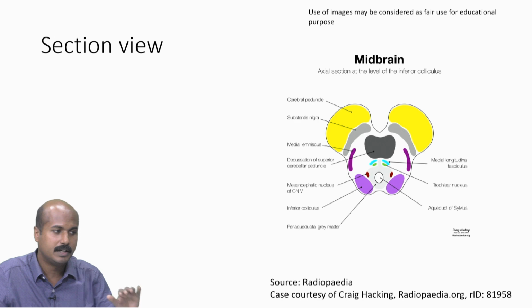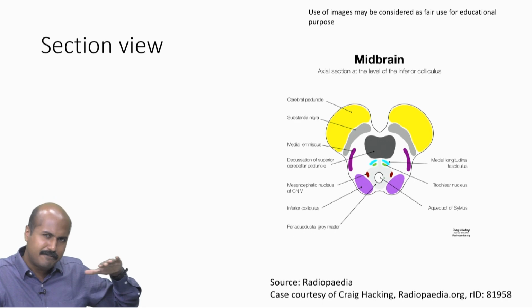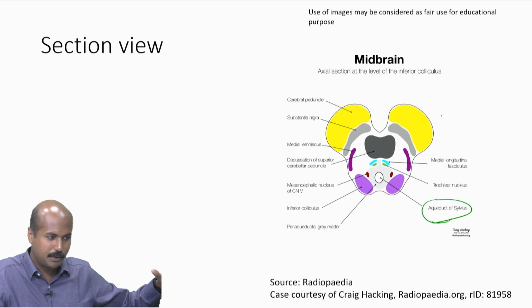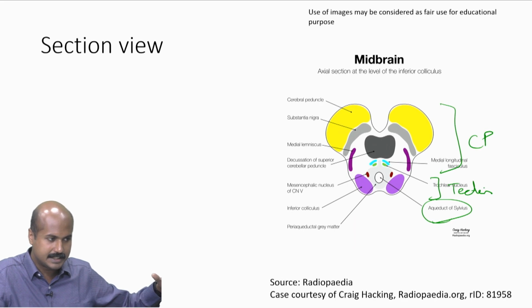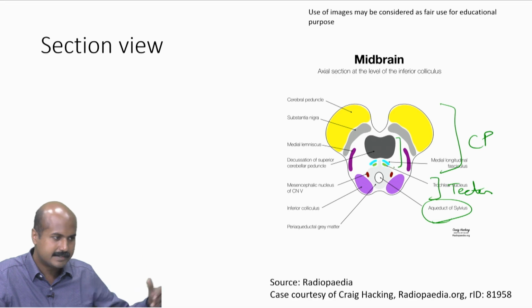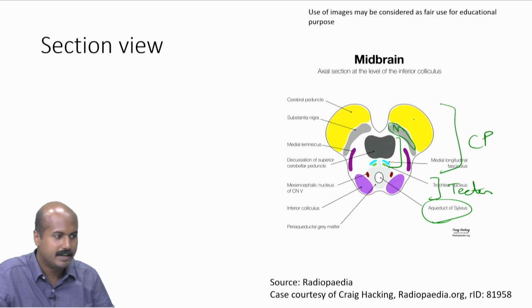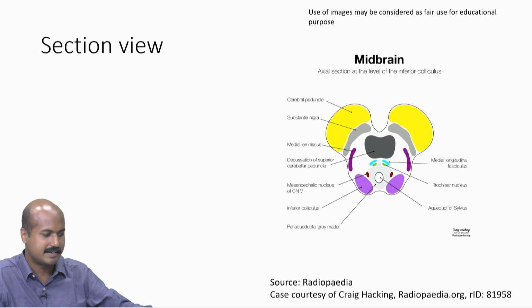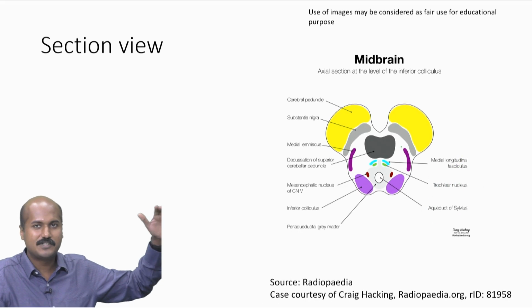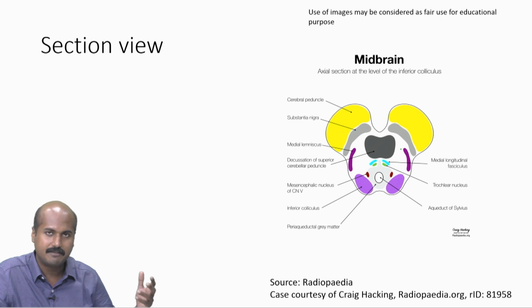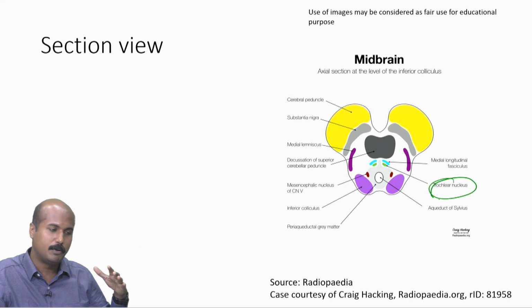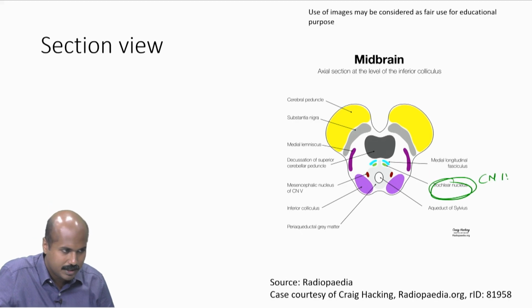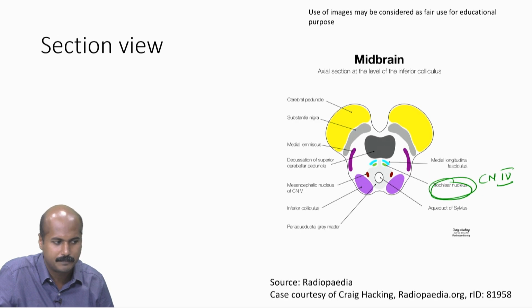If you compare it with the level of the inferior colliculus, everything is similar. Okay, you have an aqueduct of Sylvius that is dividing it into a cerebral peduncle anteriorly and a tectum posteriorly. And in the cerebral peduncle you have a tegmentum over here, you have a substantia nigra over here, and you have a crus cerebri over here. All of these things are similar. The only difference from the superior colliculus level is that you don't have a red nucleus. Okay, there is no red nucleus, and instead of the oculomotor nucleus, here you have a trochlear nucleus. Trochlear nucleus is cranial nerve number 4.